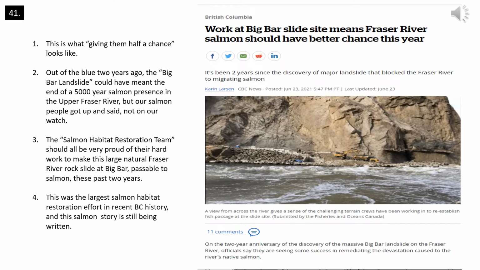The salmon habitat restoration team should all be very proud of their hard work to make this large, natural Fraser River rock slide at Big Bar passable to salmon these past 2 years. This has been the largest salmon habitat restoration in recent BC history, and this salmon story is still being written. So remember, Chapter 5 and 6, Restoring Fish Access, these folks have probably read that and are applying it. Something positive, something we have done, something we should be proud of, and something to think about that will shape our future actions.